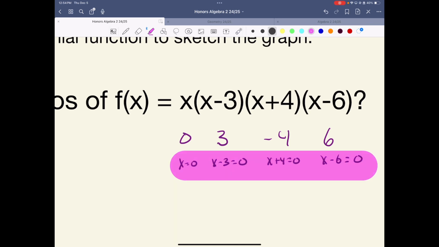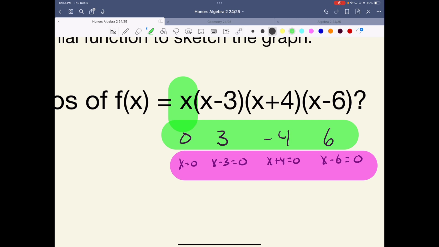Do I expect you to write this down every time? No, I don't. I expect you, 90% of the time, to be able to go straight to the answers. Caution when you go directly there: sometimes what happens is what happened here. Everybody forgets this one. That x still has to equal 0. That's one of your zeros.